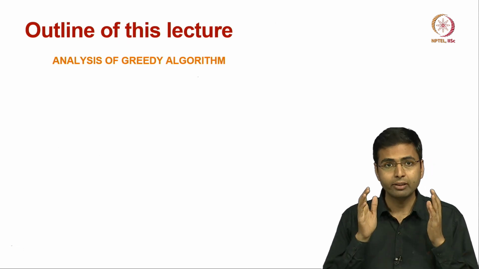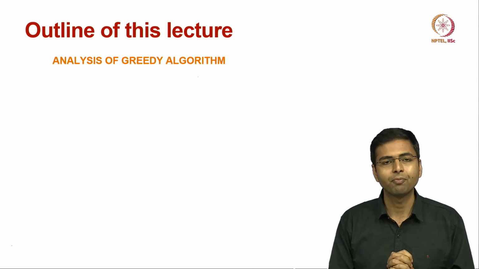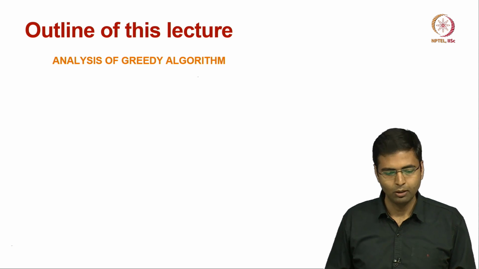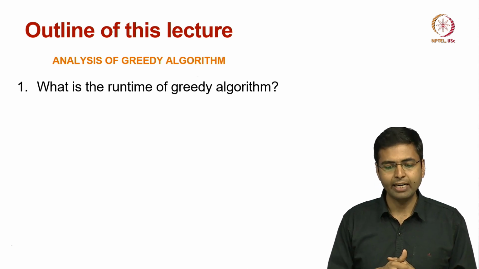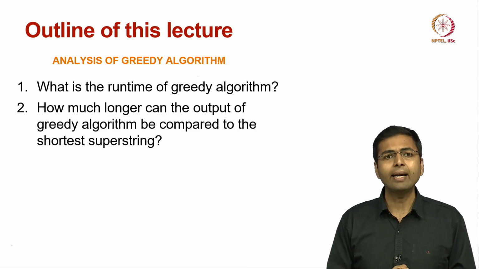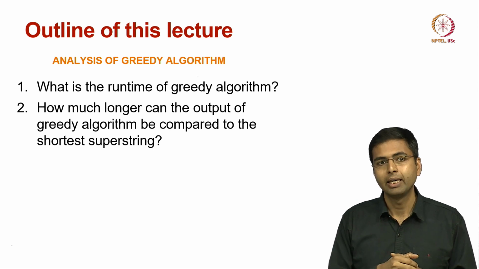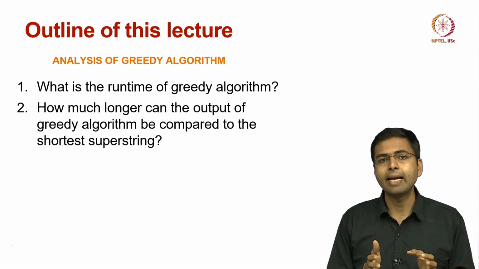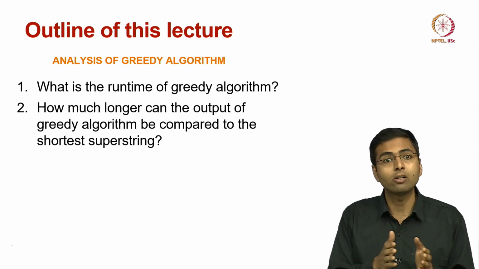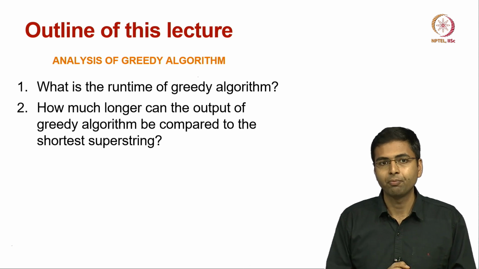Now, the goal of this lecture is to analyze the greedy algorithm in more detail. That is, we will first analyze the runtime of the greedy algorithm. Second, we will look at how much longer the output of the greedy algorithm can be compared to the shortest superstring. That is, are there any worst case guarantees, that the greedy algorithm cannot output significantly longer strings than the shortest superstring. So, we will see what guarantees exist for the greedy algorithm.